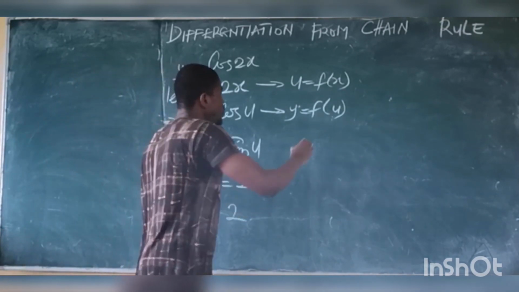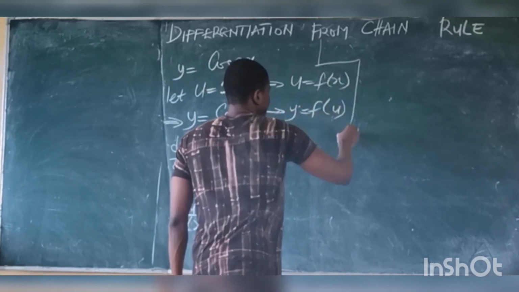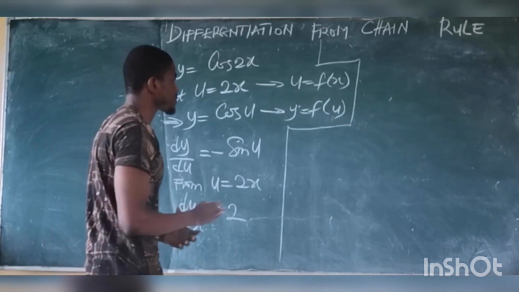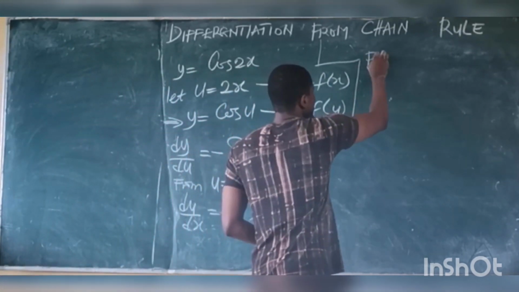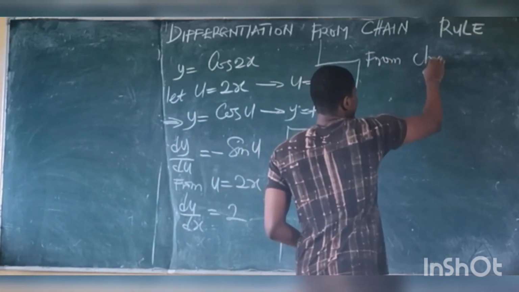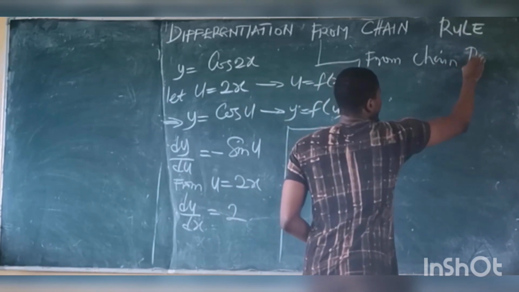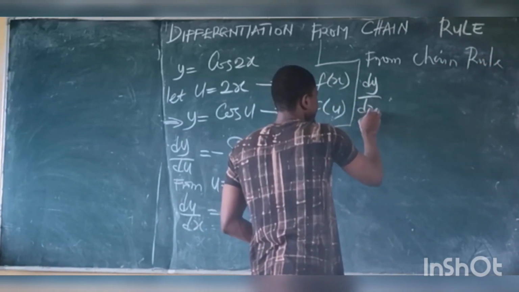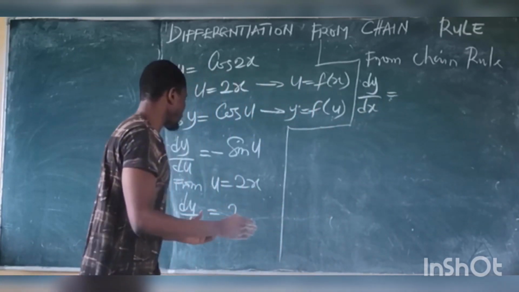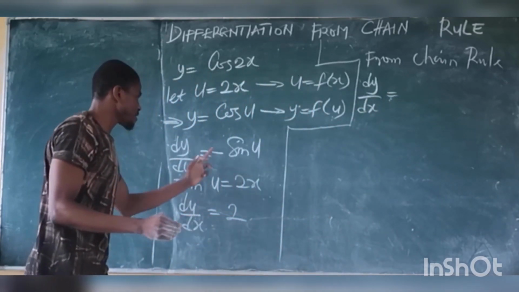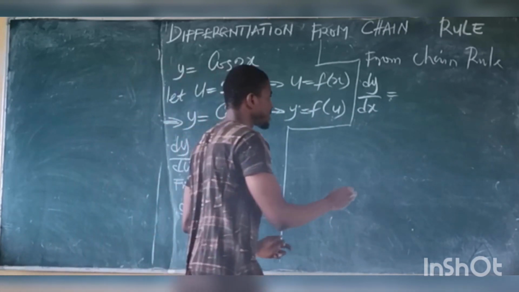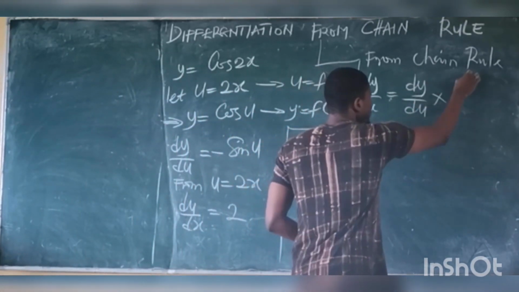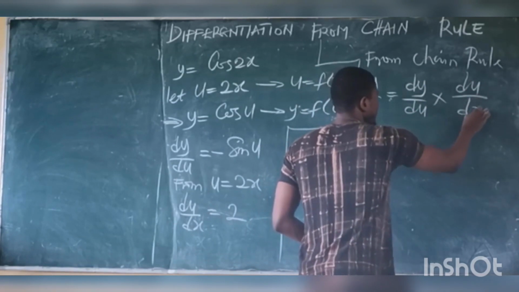Now I want to find dy dx. Okay, I want to find dy dx from chain rule. From chain rule, I simply have that dy dx is simply the product of the two derivatives. Multiply the two derivatives, this way dy dx is dy du times du dx.